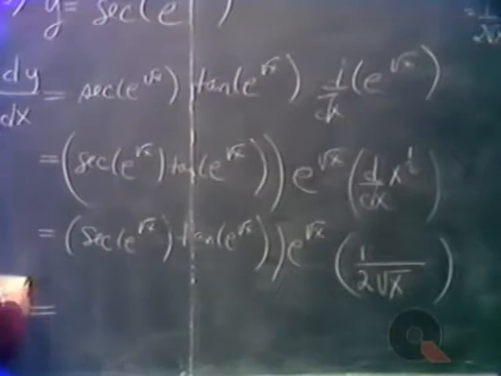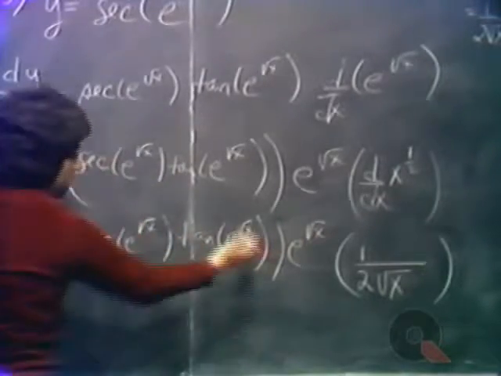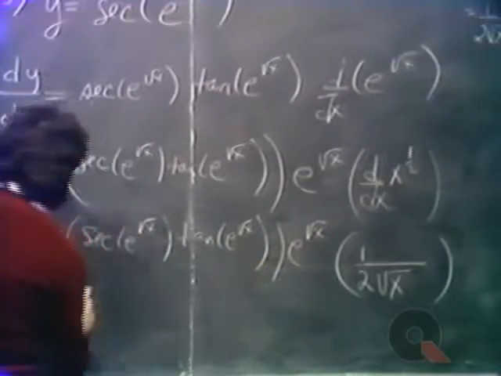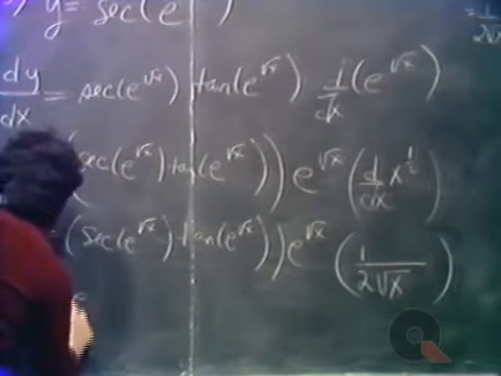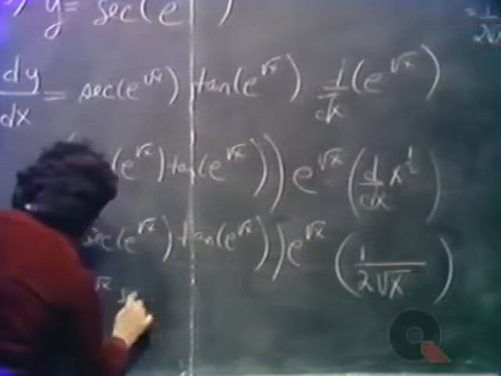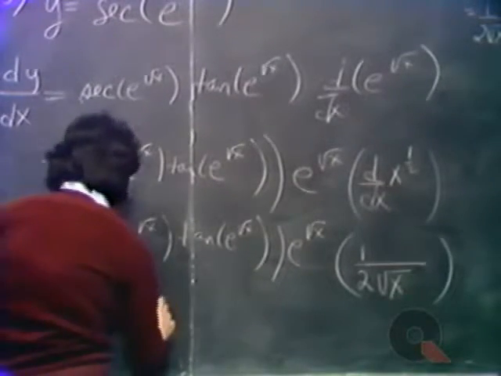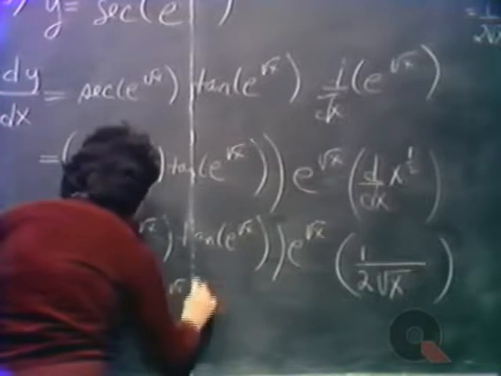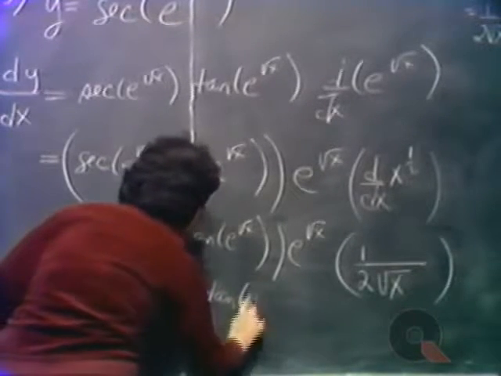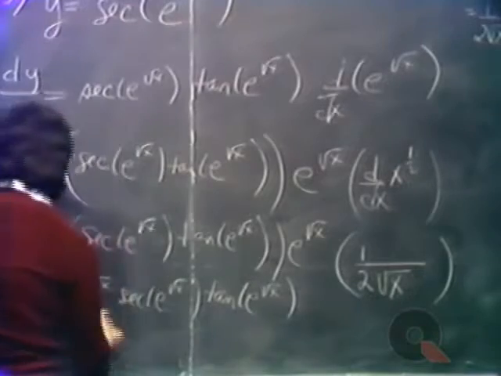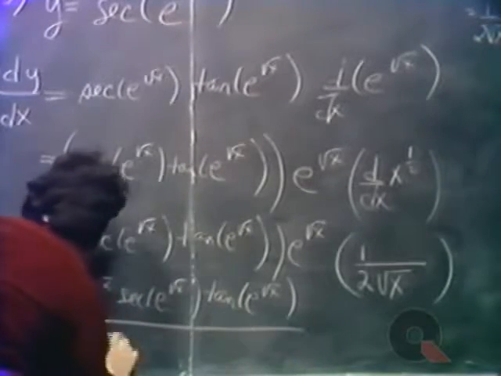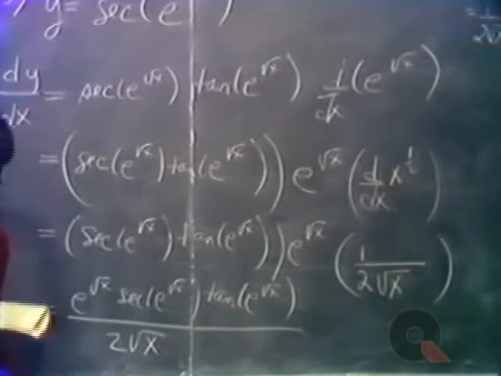And we can finish this up in the following fashion. It's better if we put the e to the square root of x in front. We save ourselves some parentheses. E to the square root of x, secant of e to the square root of x, tangent of e to the square root of x, all over 2 times the square root of x.